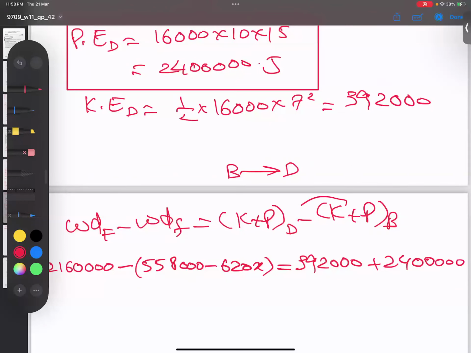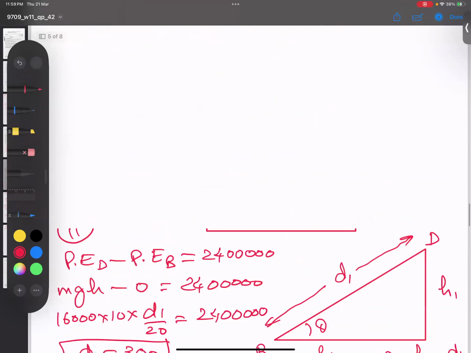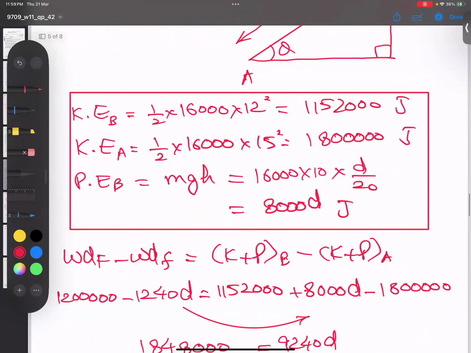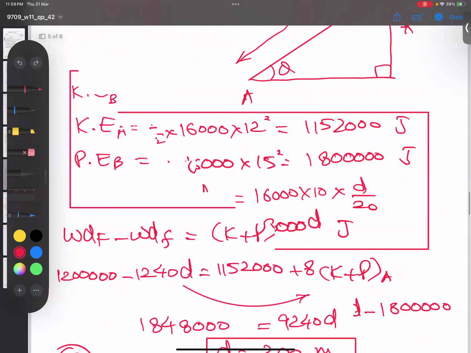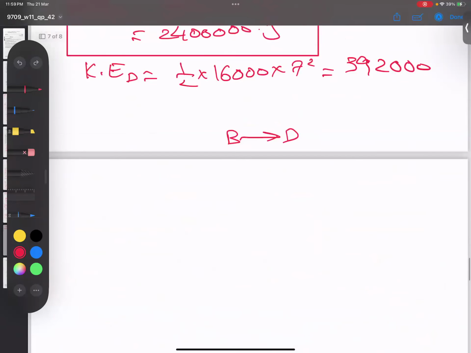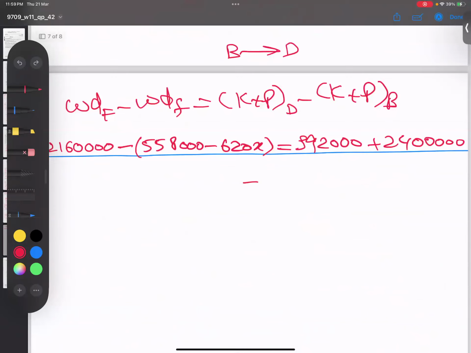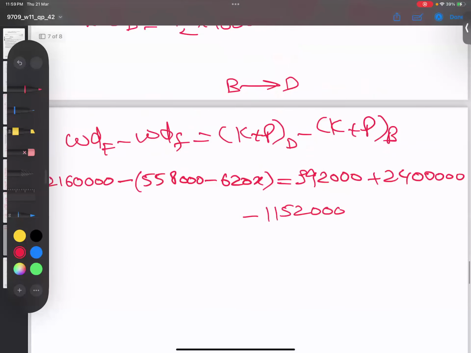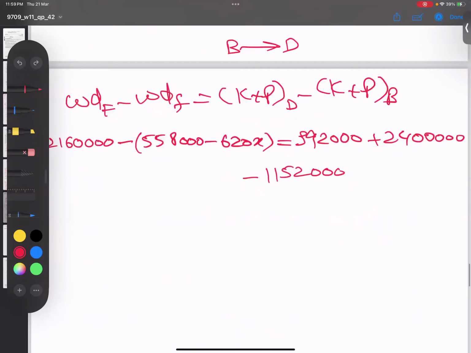Kinetic energy at B, I needed this. Wait a minute, where is the kinetic energy at B? I'll show you. Kinetic energy at B is this one: 1152 000. And potential energy at B is 0, because B is at the bottom level. So I think now all values are available with us.